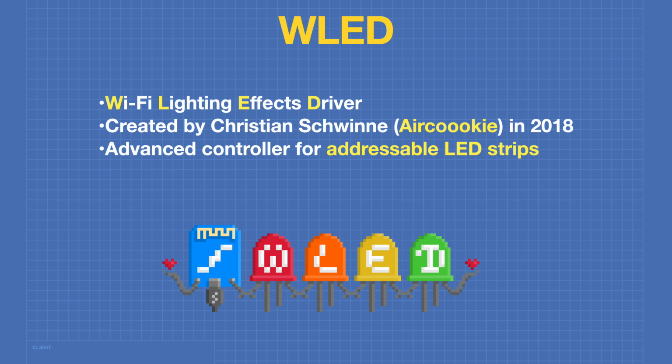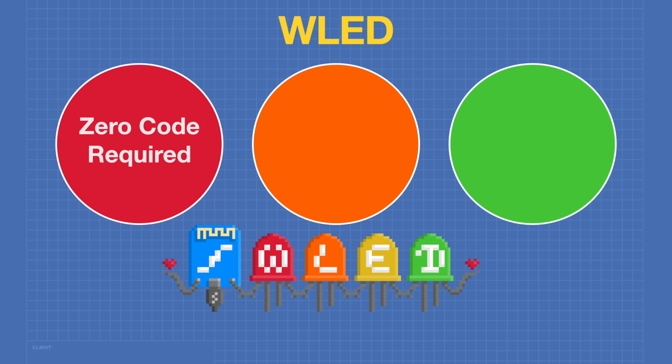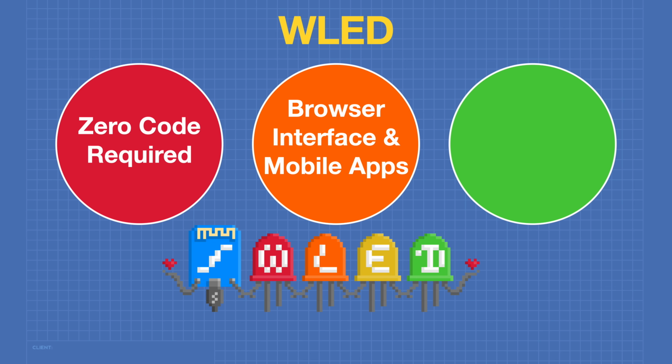WLED is an advanced controller for addressable LED strips as well as non-addressable LED strips. The product is based upon the ESP8266 and ESP32. Note that the ESP8266 is at the end of its service life and should not be used for new projects. WLED requires no code. You use a web-based interface to load the product onto an ESP32. It comes with a web browser interface, and there are also mobile apps available. WLED has an extensive effects library.